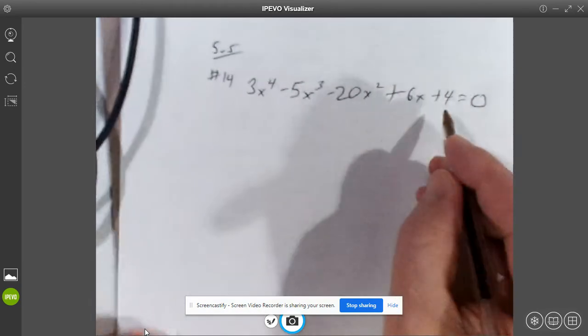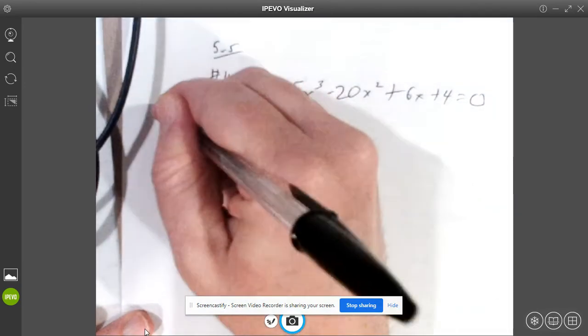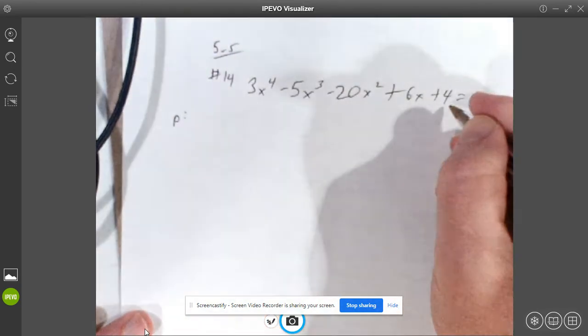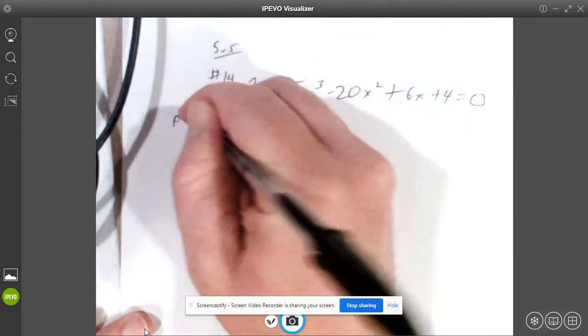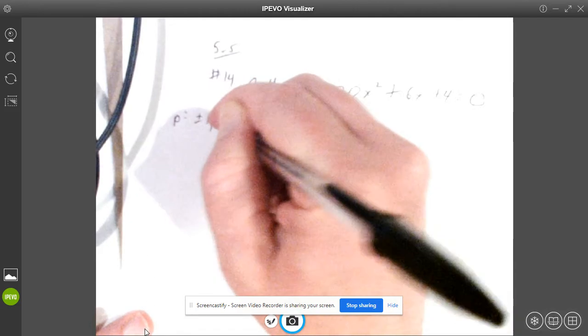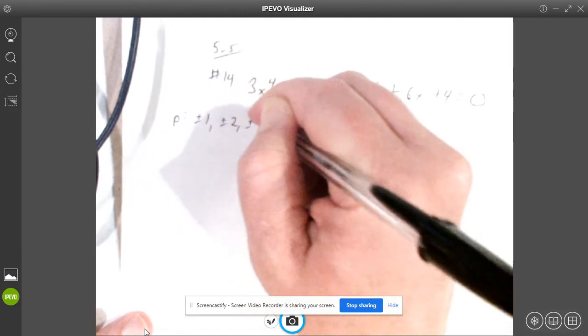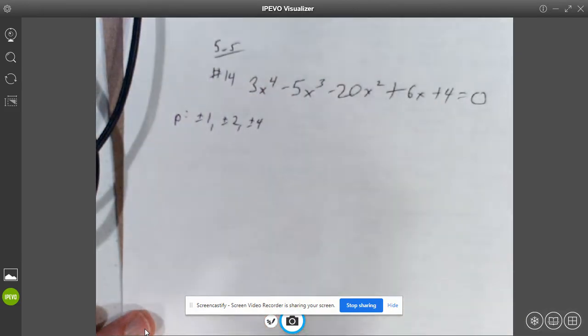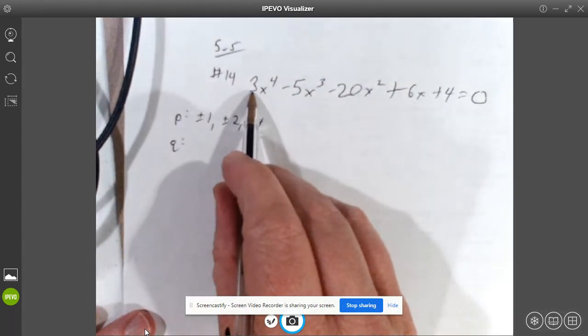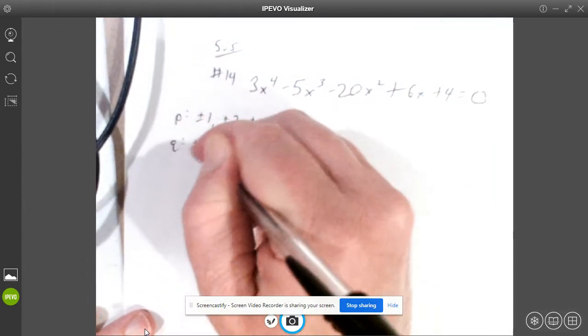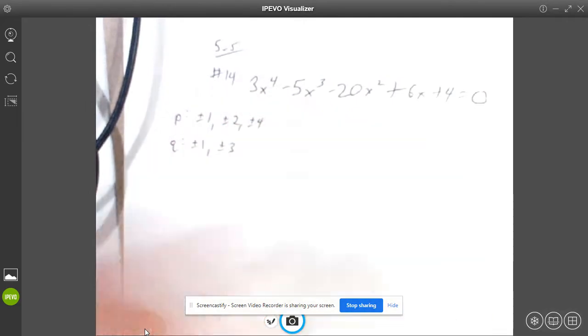So the process is still the same. I've got to find P's and Q's. So P is 4, or all the factors of 4. So that's positive and negative 1, positive negative 2, and positive negative 4. Q are all my factors of the leading coefficient, which in this case is 3. So it's positive negative 1 and positive negative 3.